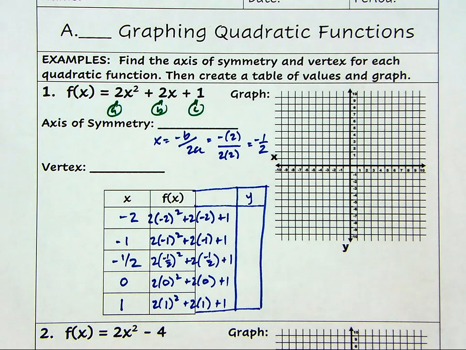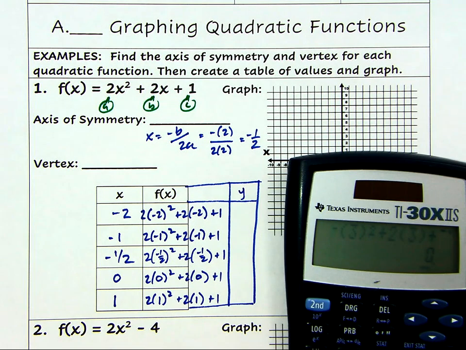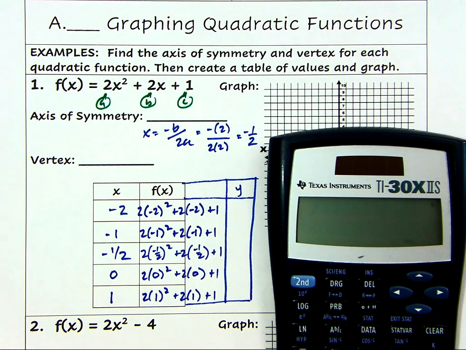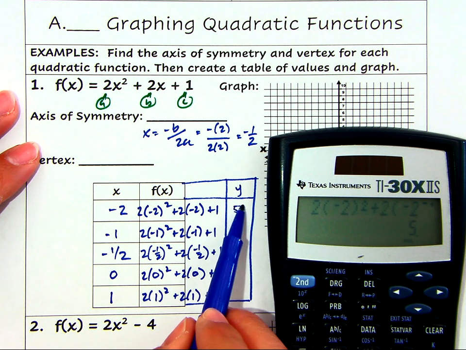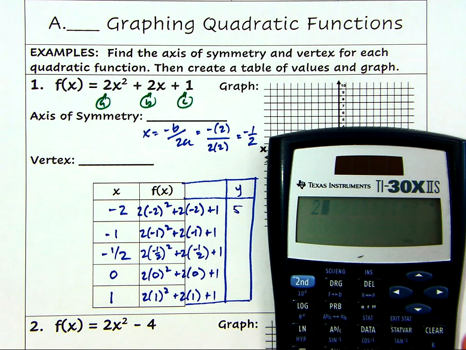And I'm going to go ahead and rely on the calculator here. 2 times negative 2 squared plus 2 times negative 2 plus 1. Okay, so I get 5. 2 times negative 1 squared plus 2 times negative 1 plus 1. That's 1.